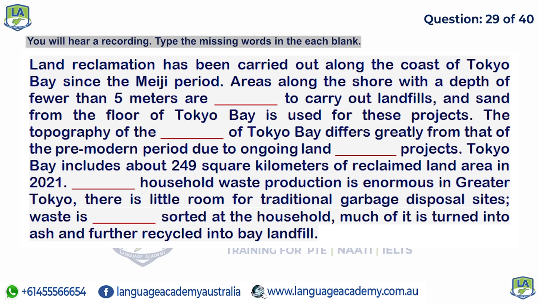Aggregate household waste production is enormous in Greater Tokyo. There is little room for traditional garbage disposal sites. Waste is rigorously sorted at the household. Much of it is turned into ash and further recycled into Bay landfill.